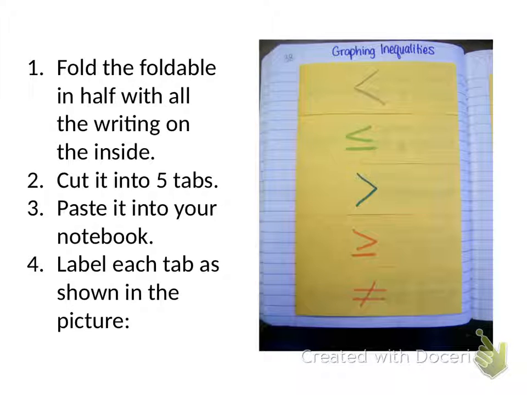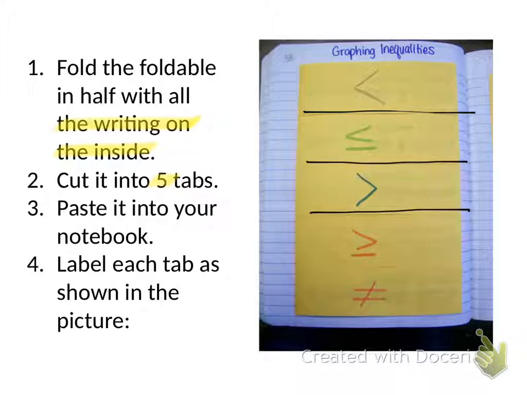All right, so the foldable needs to be folded in half with all the writing on the inside. Then you're going to cut it into 5 tabs. You're going to cut 1, 2, 3, 4 slits all the way to the place where you folded it in half. Don't cut both sides. Then you're going to paste it into your notebook and then label each tab as shown in the picture. Go ahead and pause it here so you can catch up.